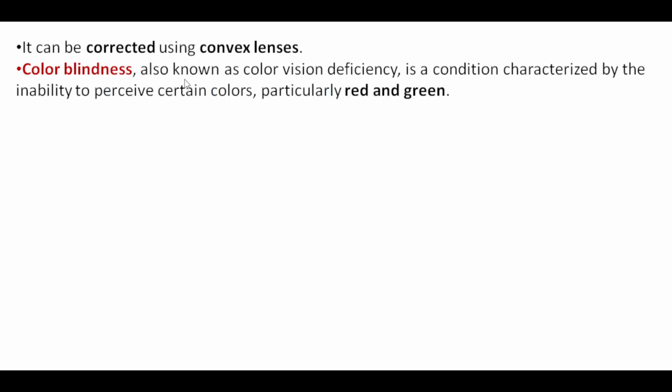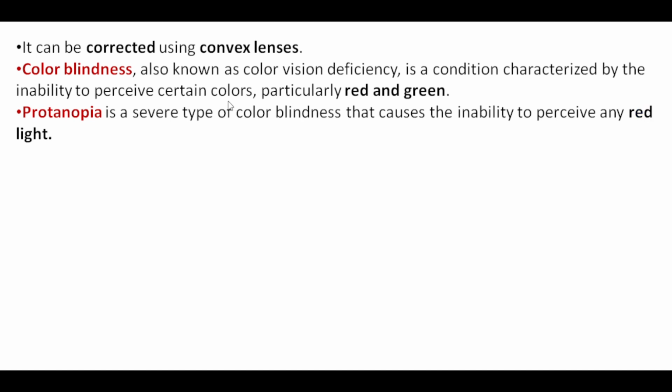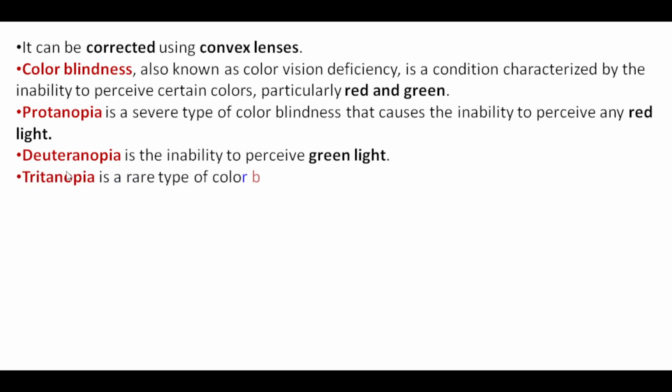Color blindness, also known as color vision deficiency, is a condition characterized by the inability to perceive certain colors, particularly red and green. Protanopia is a severe type of color blindness that causes the inability to perceive any red light. Deuteranopia is the inability to perceive green light. Tritanopia is a rare type of color blindness that affects the perception of blue light.